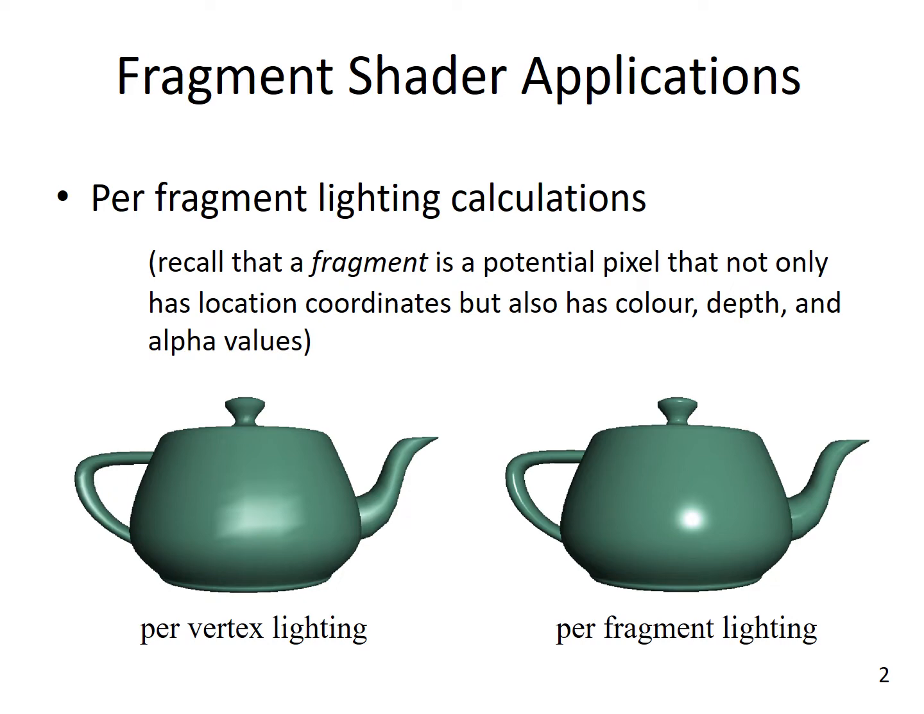alpha values. Here is a side-by-side comparison of per vertex lighting and per fragment lighting. Notice that the per fragment lighting is much smoother and more realistic.